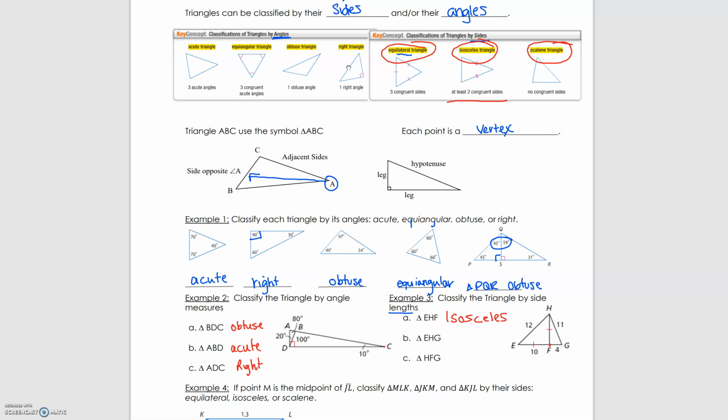EHG is the whole big triangle. It has 12, 11, and then 14 when we add those up. They're all different, so it is a scalene. And the last one is going to be HFG, this one right here, which is 11, 4, and then this one would be 10. So they're all different. Again, it would be scalene.